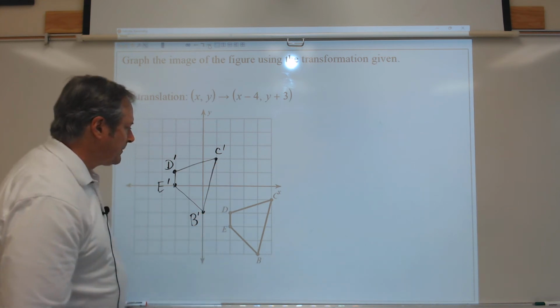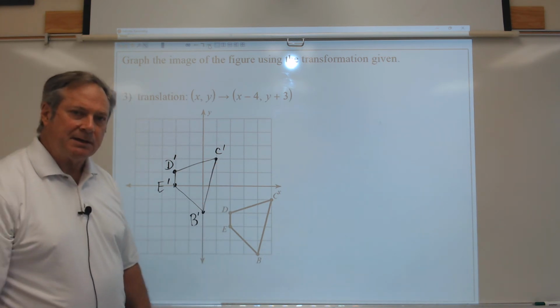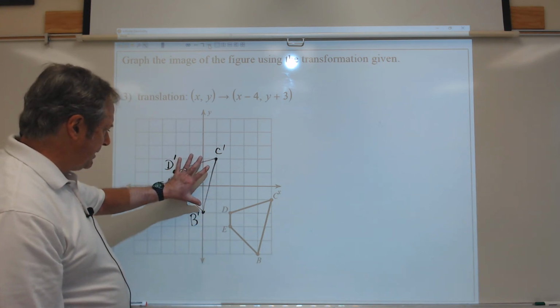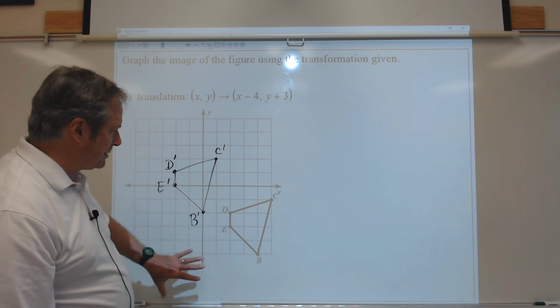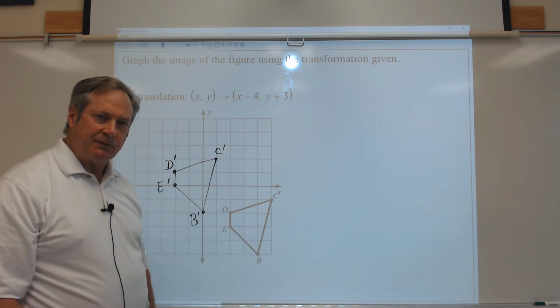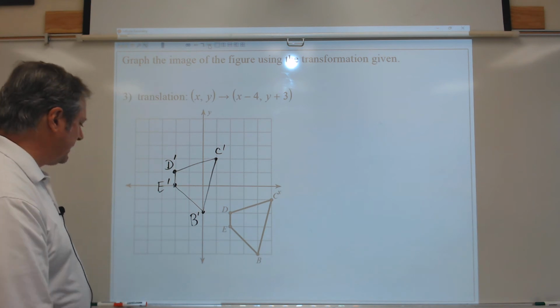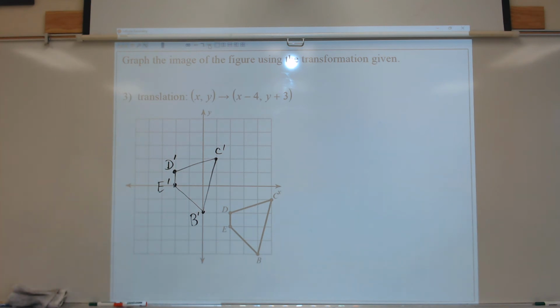All right, so is this transformation an isometry? Is the image congruent to the pre-image? And the answer is yes. So it is an isometry. All right, let's go to number 4.